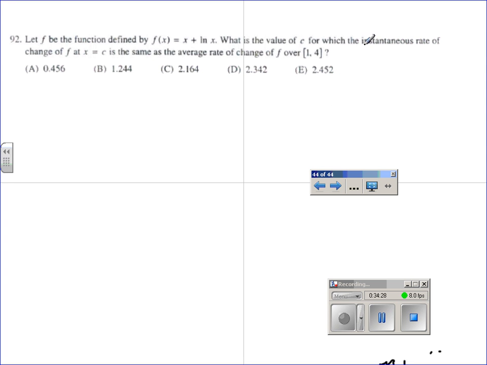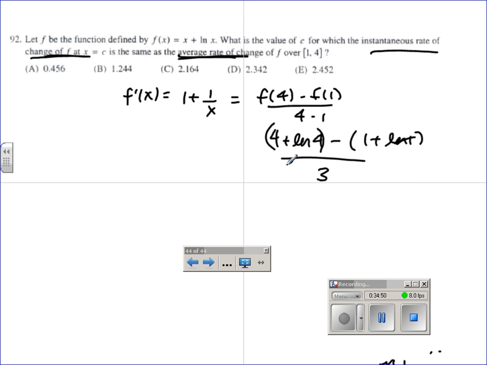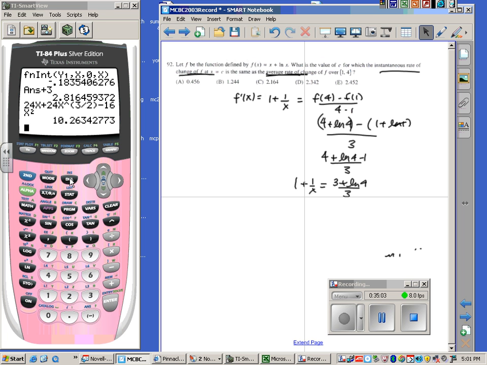Okay, instantaneous rate of change, the same as the average rate. We're just doing what it says: the instantaneous rate of change is the same as the average rate of change, f of 4 minus f of 1 over 4 minus 1, which you can figure out in the calculator. F of 4 would be 4 plus natural log 4. F of 1 is 1 plus natural log 1, which is 0. So we're trying to figure out where (4 plus natural log of 4 minus 1) over 3, that's the same as (3 plus natural log of 4) over 3, equals 1 plus 1 over x, which we can solve by hand, or we can put it in the calculator.